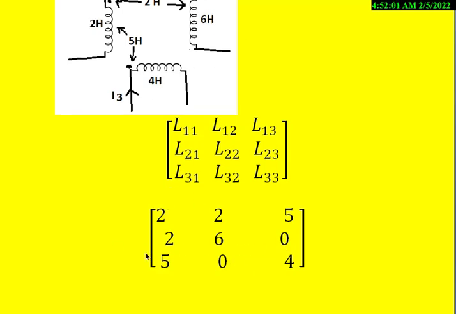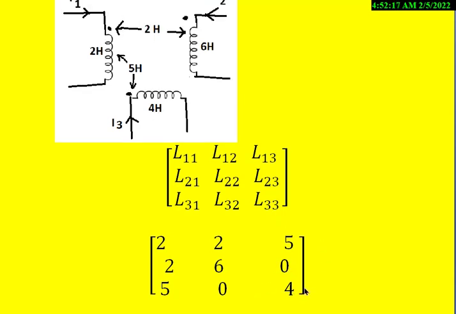Then L31 means it is nothing but L13, that is 5. Then L32 means it is nothing but L23, that is, the mutual inductance between the second coil and third coil is 0. Then L33 means the self inductance of coil 3, that is 4 henries. So this completes the matrix equation for this circuit.